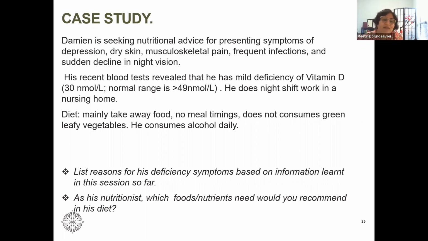Okay. Now Tracy is asking a very good question. Does alcohol interfere with esterification? Would anybody like to comment?